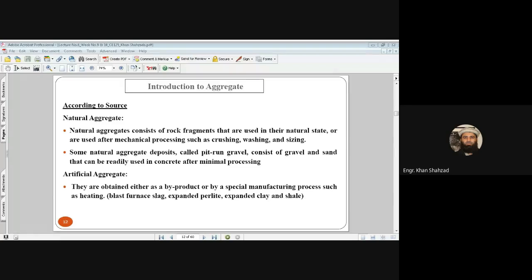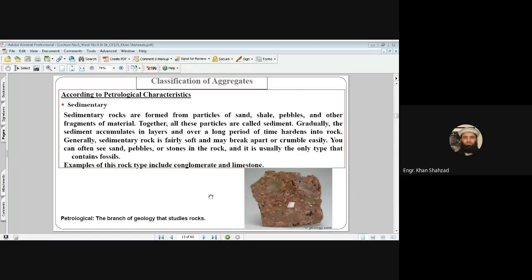It is actually the heating of aggregates at a very high temperature, and when you are bloating the aggregates, its mass decreases and it becomes lightweight aggregate. ठीक है बेटा, इसको याद रखो. Blast furnace slag, expanded perlite, expanded clay and shale. These are the types of artificial aggregates. You have just to remember it.